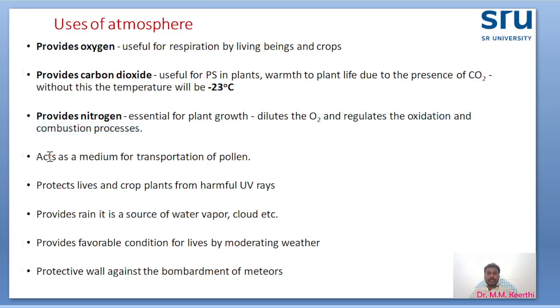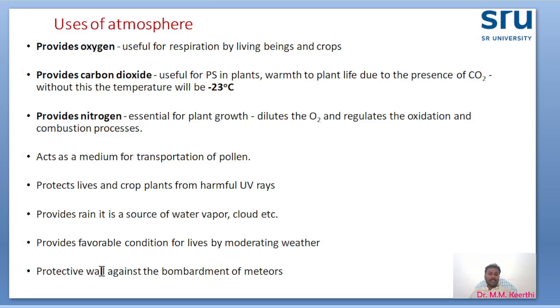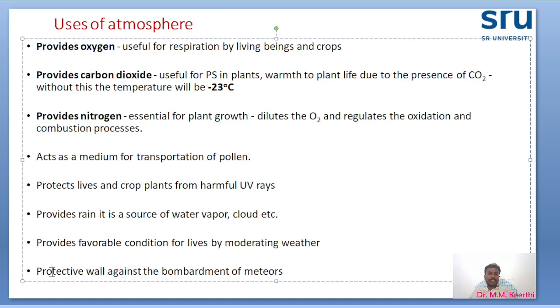And the fourth use: the atmosphere is one of the mediums for transportation of pollen grains, and it protects all living organisms and crop plants from harmful ultraviolet rays. It provides rain, because of the atmosphere only rain is provided. It is the source for water vapor and cloud, and the presence of the atmosphere moderates the weather. It is a protective wall against the bombardment of meteors.